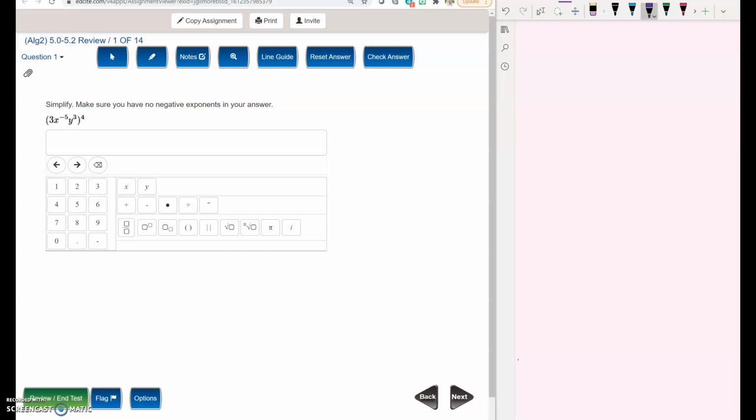Your first question on your review has an exponent outside of the parentheses, so we would multiply that exponent to all of the exponents inside. It would become 3 to the 4th times x to the negative 5 times 4, which is negative 20, and y to the 12th. On your perfects chart, you would do 3 to the 4th and get 81. X to the negative 20th would move to the bottom and be x to the 20th on the bottom, and y to the 12th would stay on the top.